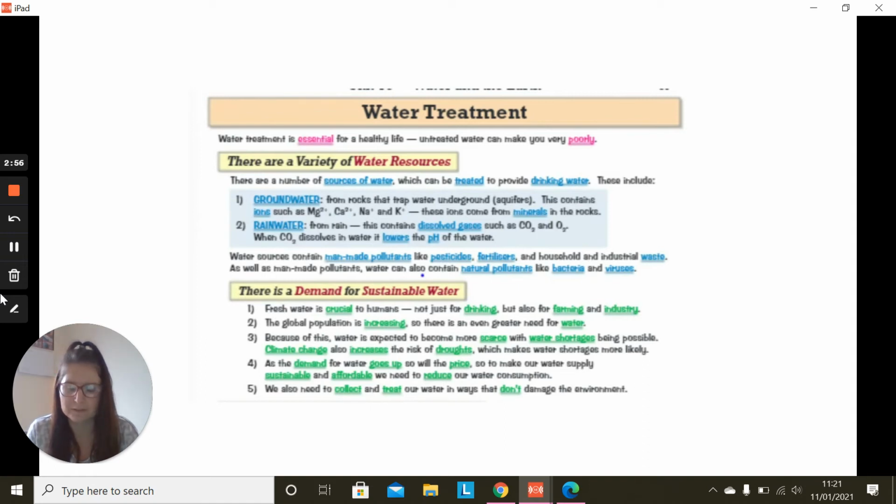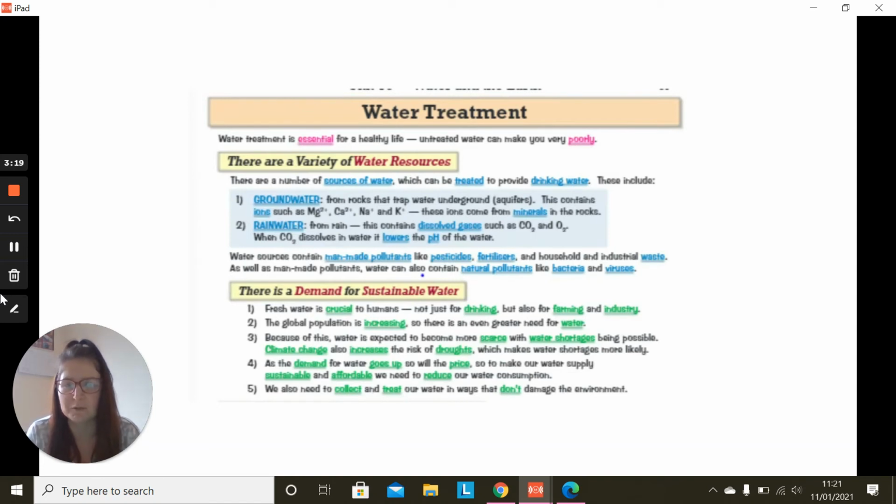And there's a demand for sustainable water. Fresh water is crucial to humans, not just for drinking, but also for farming and industry. The global population is increasing, so there's an even greater need for water. Because of this, water is expected to become more scarce, with water shortages being possible. Climate change also increases the risk of droughts, which makes water shortages more likely.